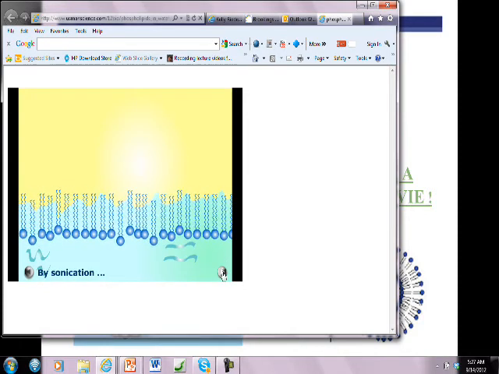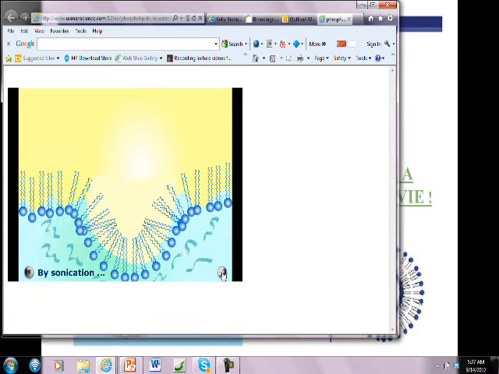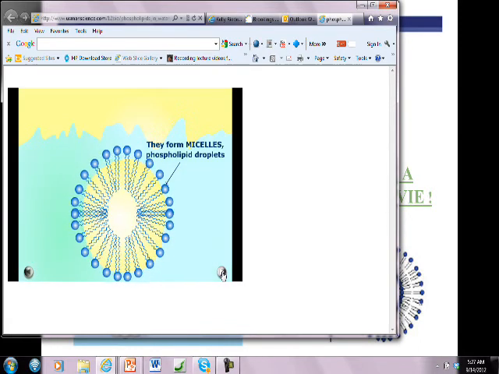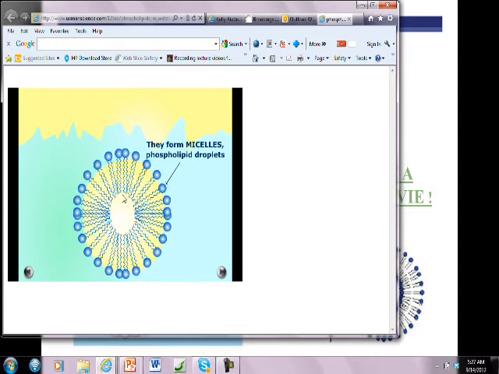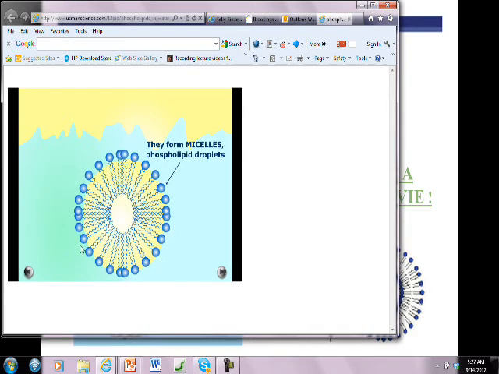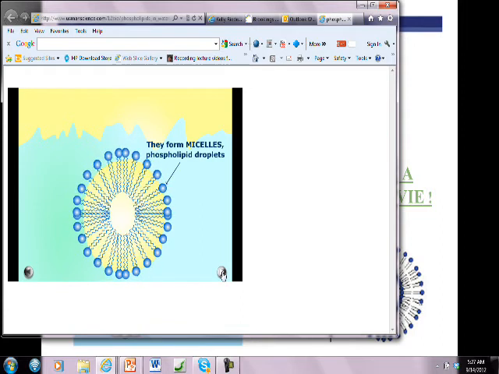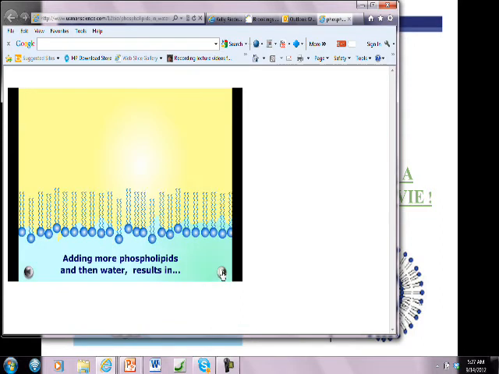If you shake them up, sonicate them, what happens is you can actually form these little spheres called micelles with the tails on the inside. You gotta think 3D now. This is sliced so you can look inside. All around the outside are those polar heads touching the water, and the tails face inward, stay away from water.